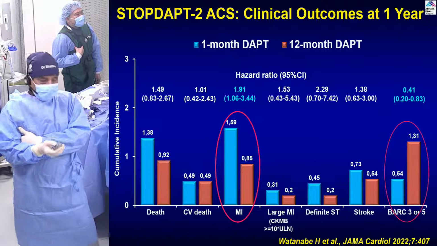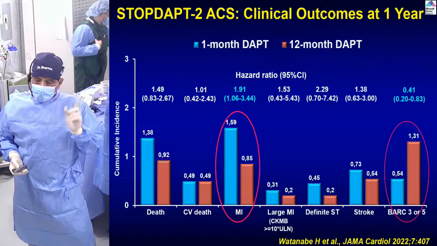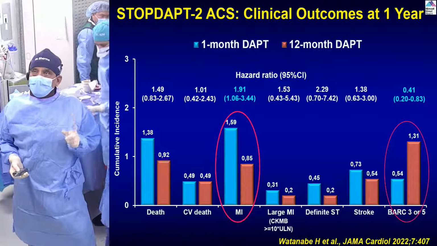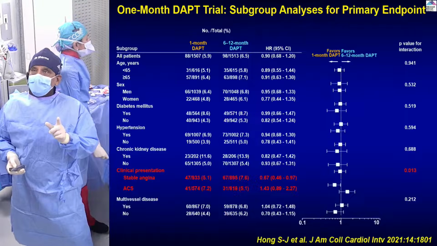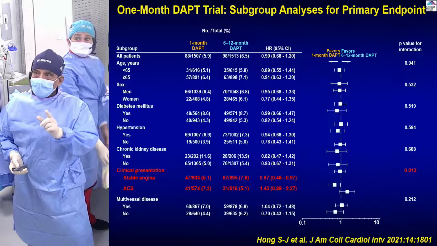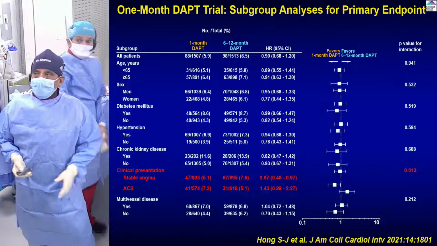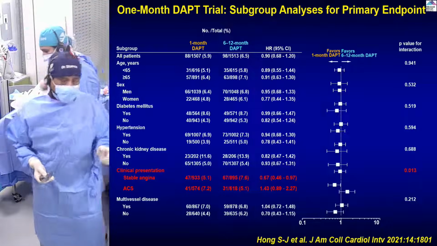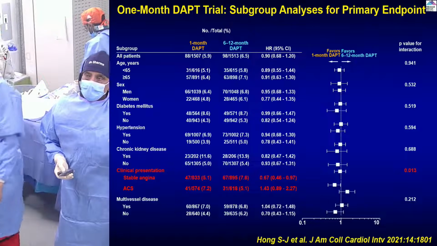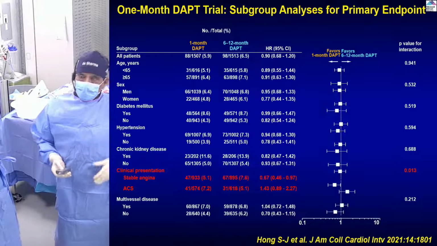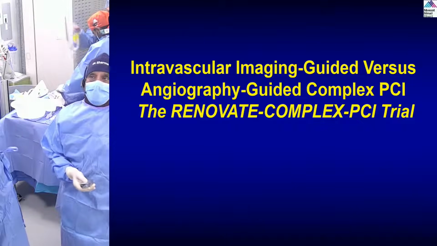Good. Now, this goes a little against what has been in the literature, where the trial compared 1 month DAPT with 12-month DAPT, STOPDAPT-2 ACS. You saw 1 month had a higher MI rate, and similar data in the 1 month DAPT trial that you see in the ACS patients. There's a little higher event rate in the ACS patients. So therefore, I would say what we learned from the trial is that 3 months is okay, even in ACS patients compared to 1 month. So not 1 month, 3 months is maybe the new 12 months.